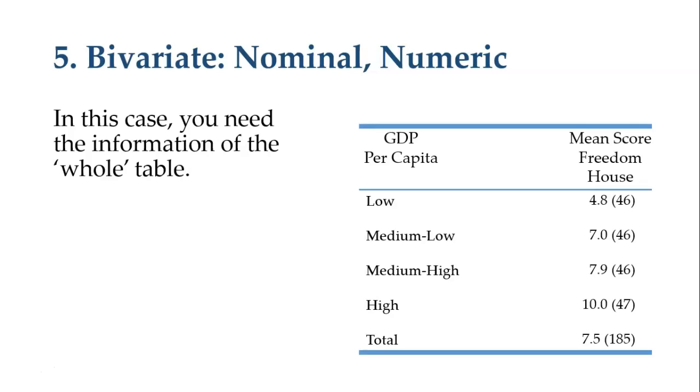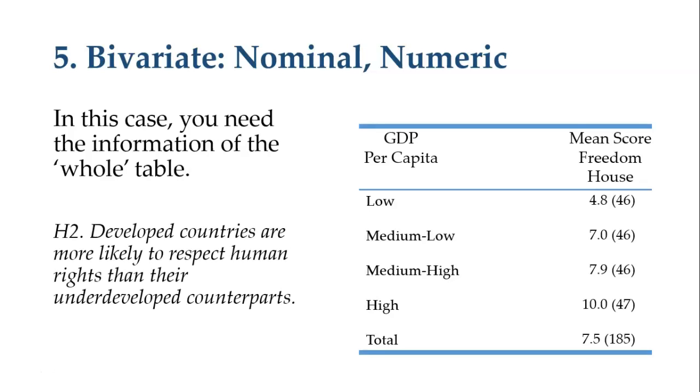So look at this table, for instance. This is a mean comparison table. Okay. Let's say that this is the hypothesis, that developed countries are more likely to respect human rights than their underdeveloped counterparts. We used this example in the past as well.